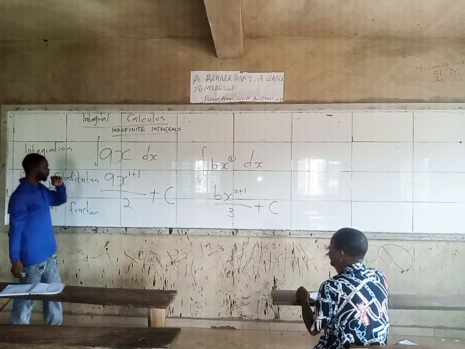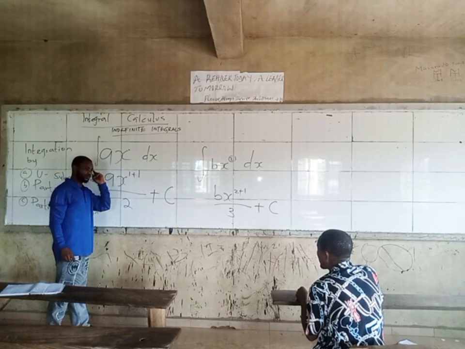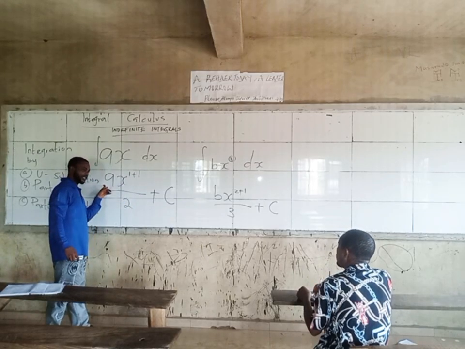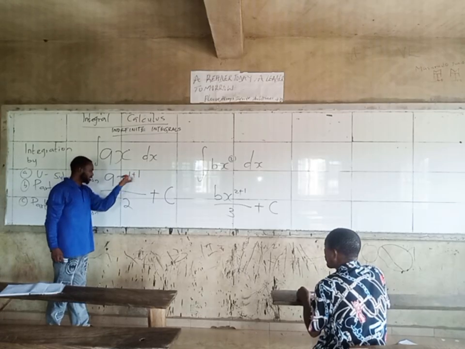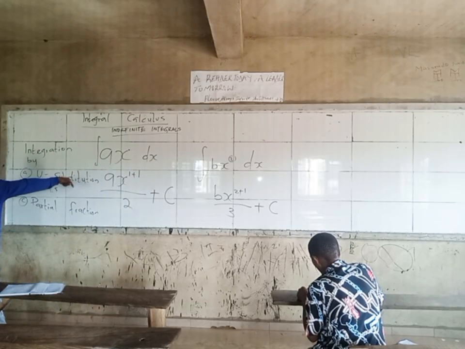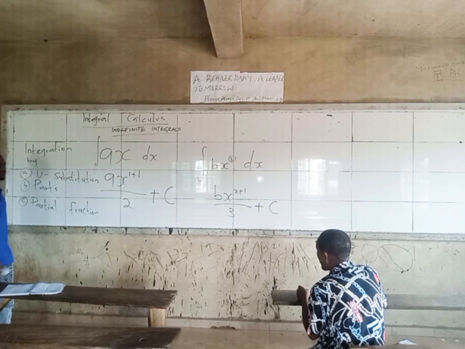Okay, so first, the rule is that we add the power. You know that in differentiation, we normally use the power and multiply, then subtract. But here we say add first, then divide. So in integration, add first, then divide, while in differentiation, you multiply first, then you subtract.